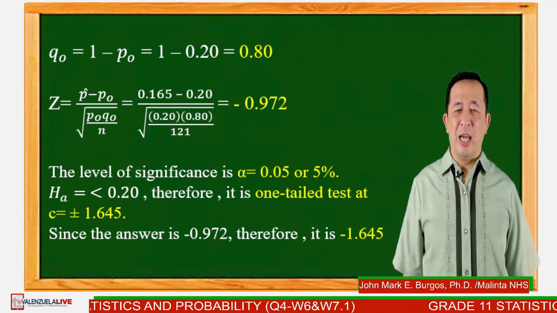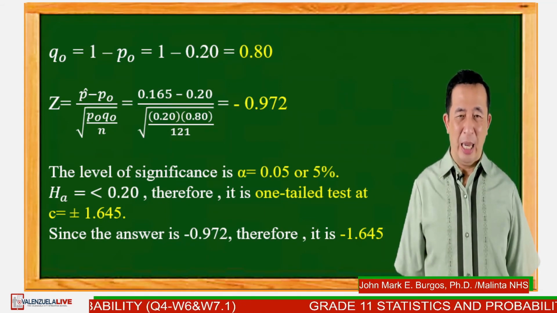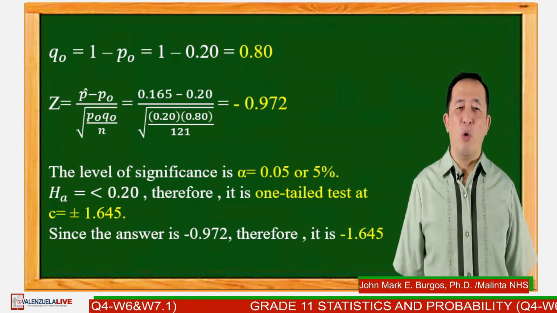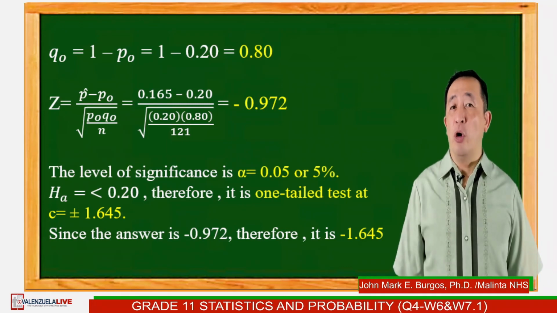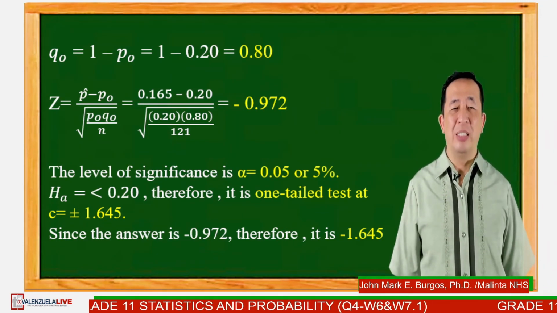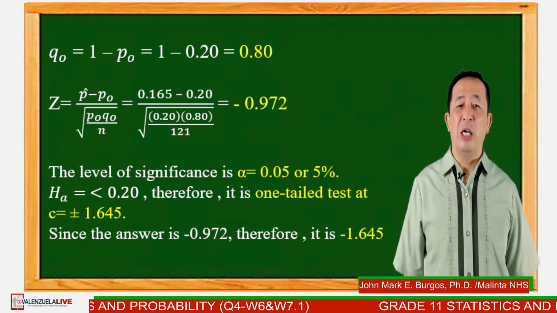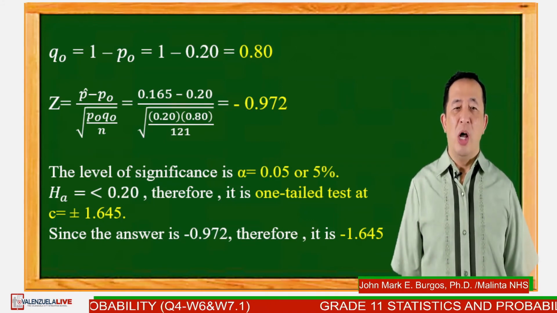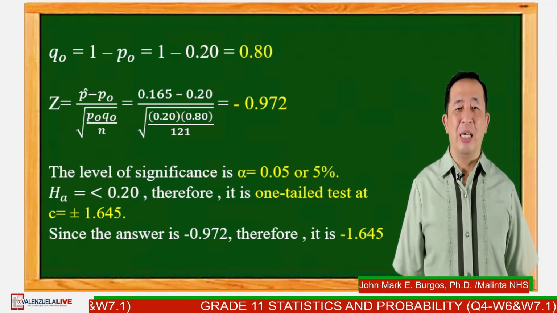Now, the level of significance is alpha equal to 0.05 or 5%. The alternate hypothesis is less than 0.20. Therefore, it is a one-tailed test, and Z is equal to positive or negative 1.645. Since the computed value is negative 0.972, therefore we have to choose negative 1.645.